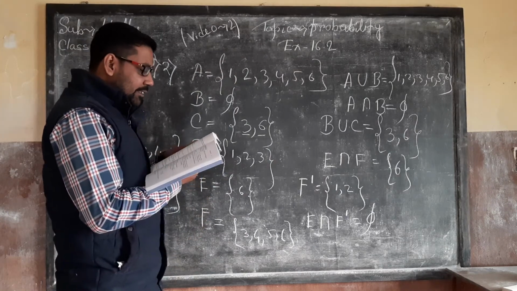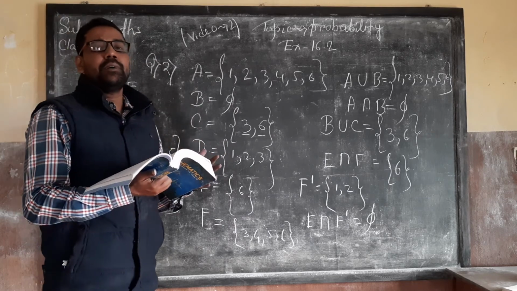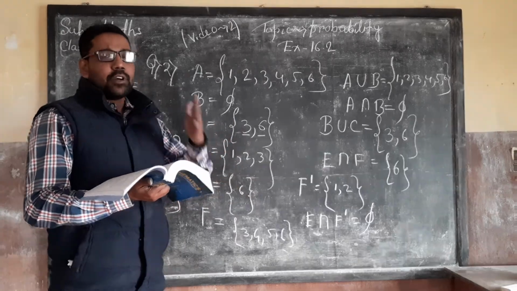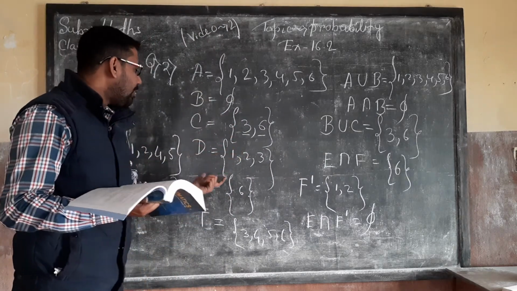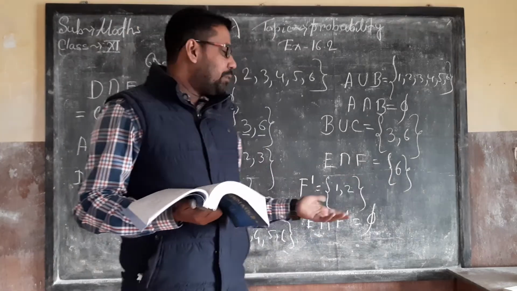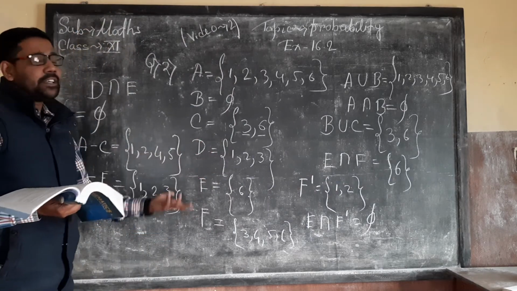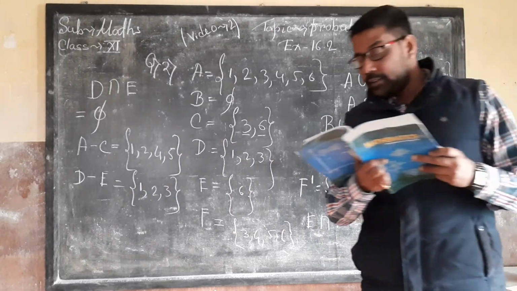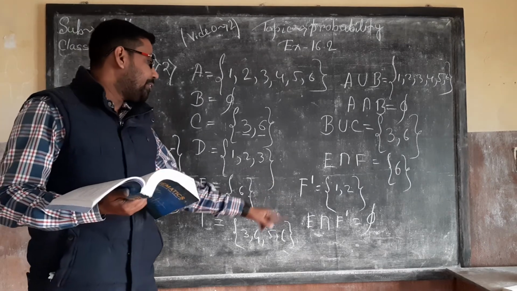Because E is an even number greater than 4, that means greater than 4 is 5 and 6, and between these two, 6 is the only even number. So E contains only this 6, one element, and F complement contains 1 and 2. That means nothing is common between these two. So this also produces the null value. And the last one, find the F complement.